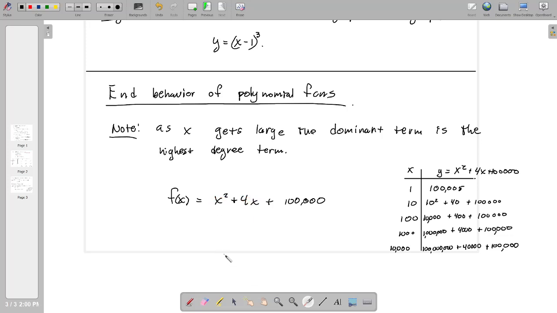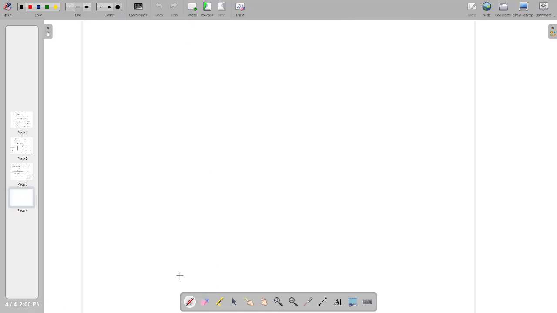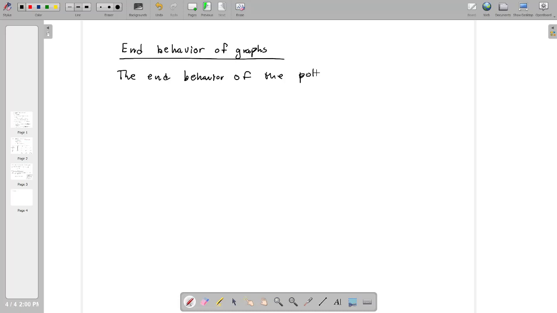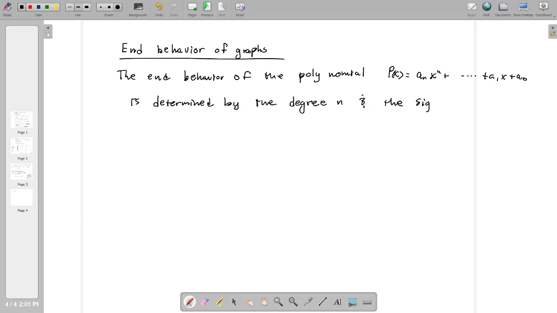So now let's go into what the end behavior of polynomials looks like. I need to note that we are talking specifically about polynomials. We'll talk more about end behaviors of different types of graphs later on. The end behavior of the polynomial p of x equals a sub n x to the n, plus all the way down to a sub 1 x plus a sub 0, is determined by the degree n and the sign of the leading coefficient a sub n, as indicated by the following.